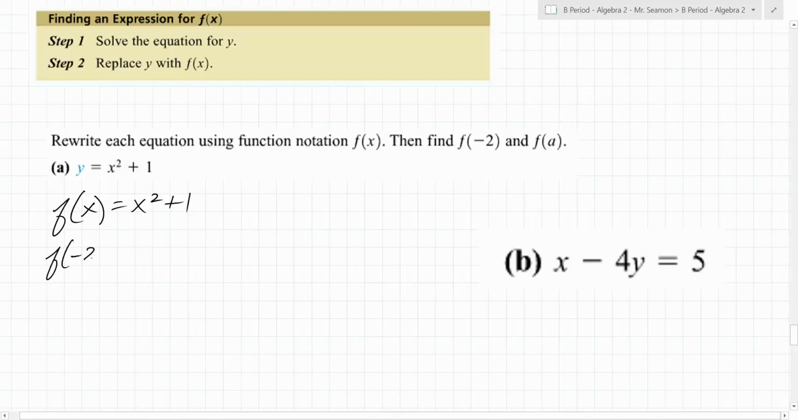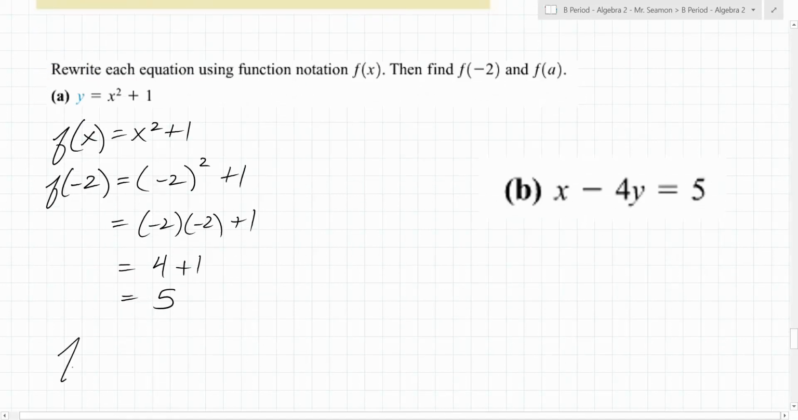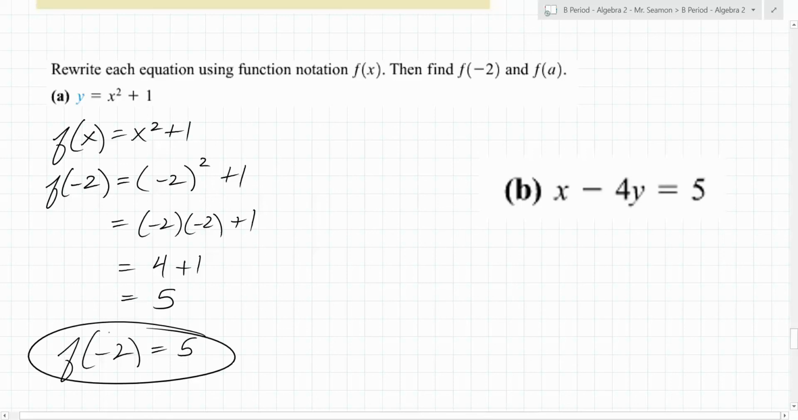That means you're plugging in negative 2 for x. Put parentheses where x is. This is super important because you're squaring the x. So you're squaring the negative 2. So that's going to be negative 2 times negative 2 plus 1. So that's going to be 4 plus 1, which is 5. So now you know that f of negative 2 is equal to 5.